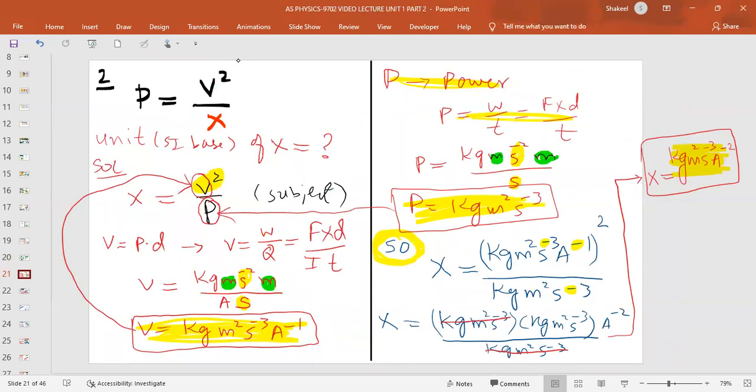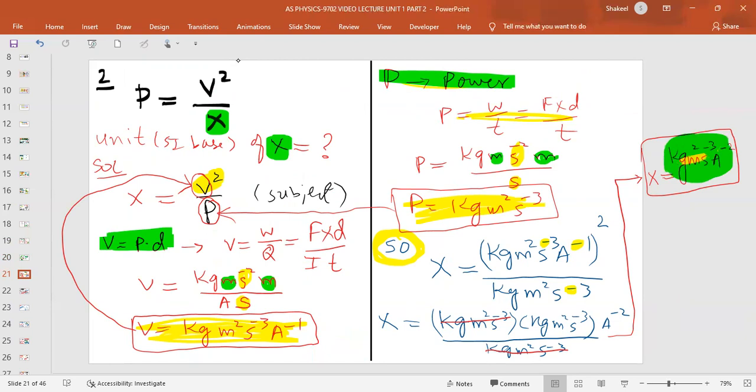Okay, the next one is P equals V squared over X. You have to work out the unit of X, where P is the power and V is the potential difference. So you can see it's working. And finally, for the X, this is the unit.